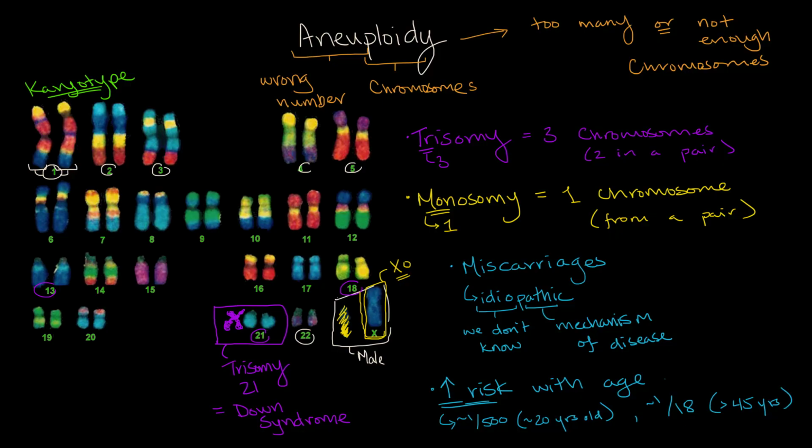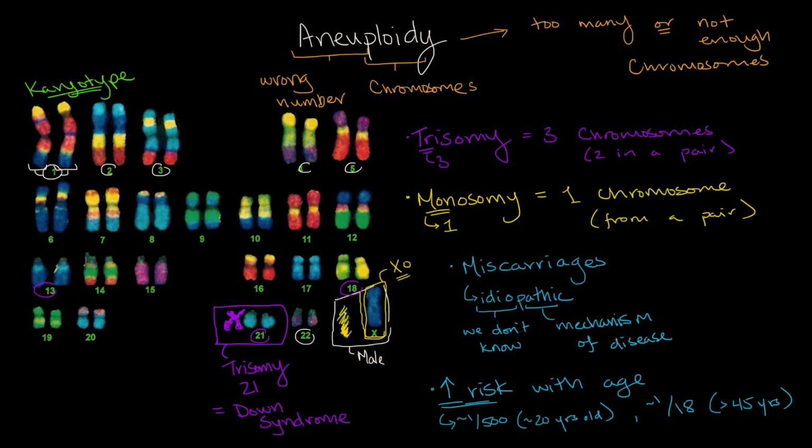And one important thing to note here is this isn't just the maternal age. The father's age also increases the risk of aneuploidy as well, although most of the research does focus on the mother's age. But this risk increases for both men and women. So if the father is 50, 60 years old, even if the woman is 20 years old, their risk of having a baby with trisomy or monosomy increases a lot.